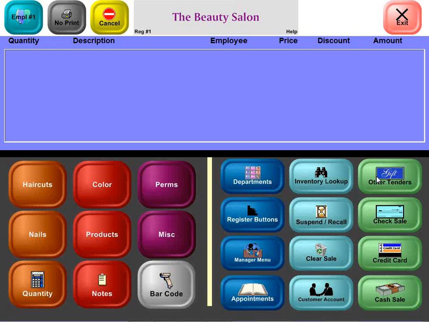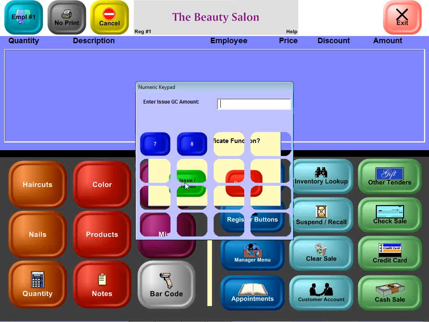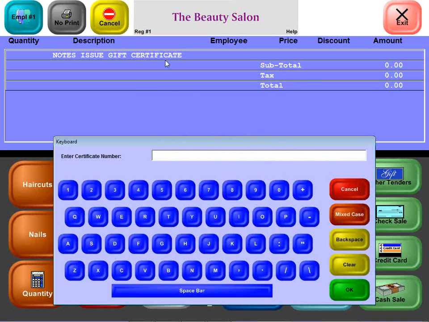So in order to simplify the process, when you go ahead and hit other tenders, and you'll notice it even has that gift picture on it to indicate this is one of the most common uses of other tenders, it'll ask you, well, do you want to issue reload or balance? So we'll say issue reload, and it actually at that point creates a line item for us, and it's just kind of satisfying the software internally, quite honestly. So let's say I wanted to issue it for $100. Okay, tell me what the gift certificate number is.